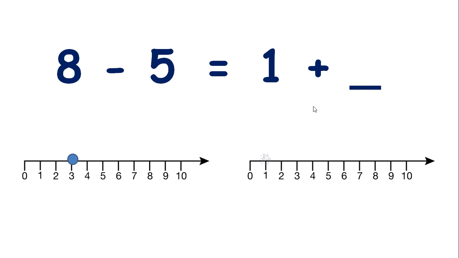So if I'm on 1, how many jumps do I need to make to get to 3? Well, I can make 1, 2 jumps, so 1 plus 2 is 3. And if I write the 2 in our missing number box, then both sides of the equal sign give me the same amount. 8 minus 5 is 3, 1 plus 2 is 3, so we know that by putting that 2 there, we've got the right answer.